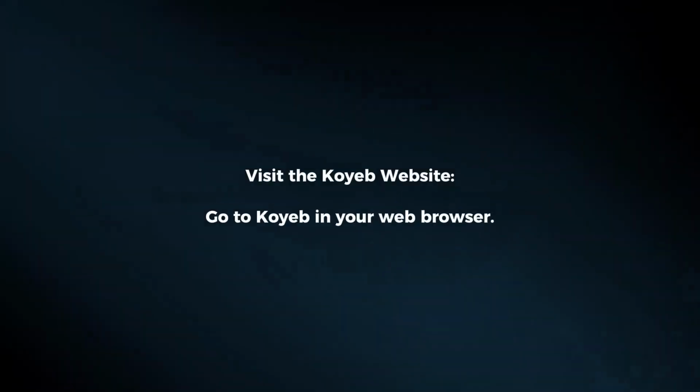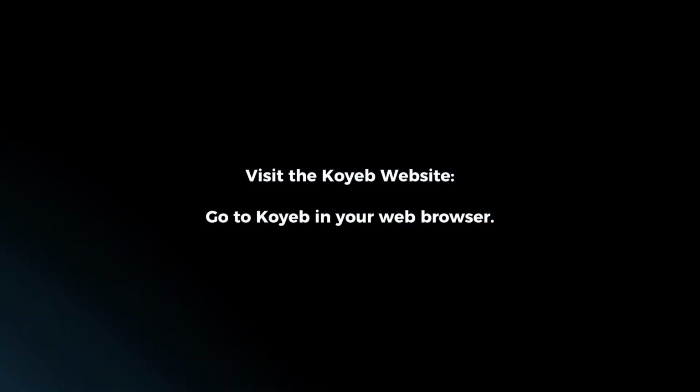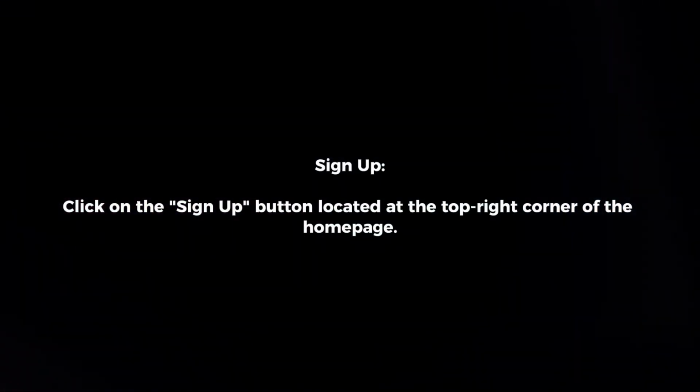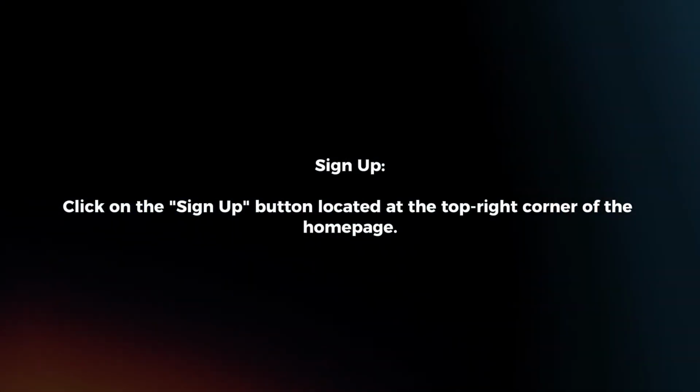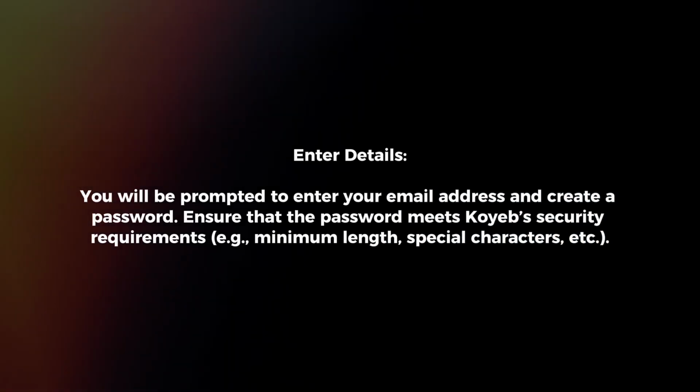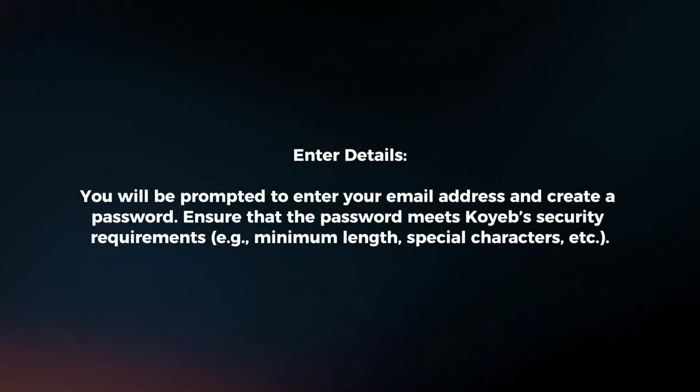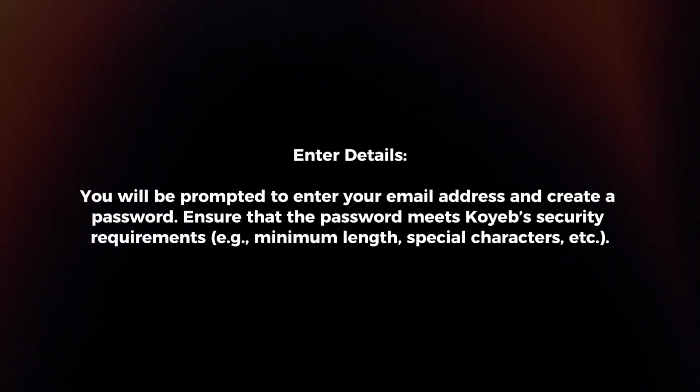To create a Koyeb account, follow these steps. Visit the Koyeb website: go to Koyeb in your web browser. Sign up: click on the sign up button located at the top right corner of the homepage. Enter details: you will be prompted to enter your email address and create a password. Ensure that the password meets Koyeb's security requirements.